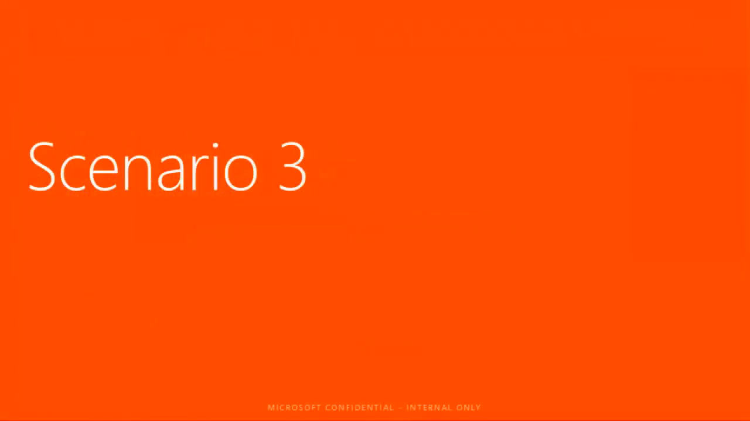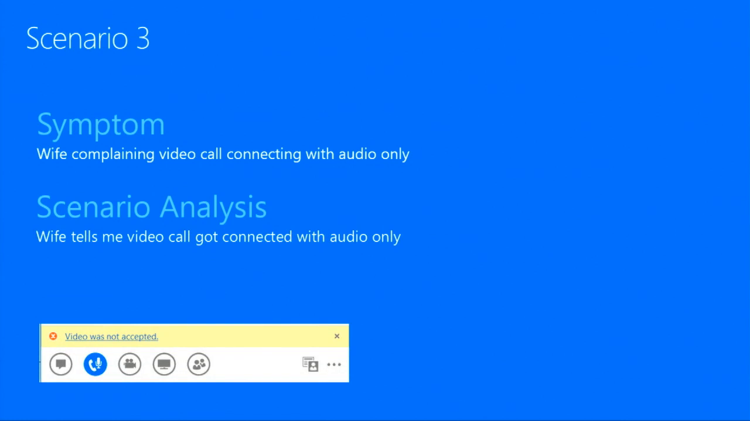So scenario 1 was the user wasn't even able to place a call. Scenario 2 was the user was able to place a call, but the call didn't connect. Scenario 3, the symptom was that my wife was complaining that she was placing a video call, but it was getting connected with audio only. On her side, she's placing a video call directly, and on my side it was just connecting with audio. You can see how the discussion can go. On her side, it was saying that video was not accepted. So as a user, she will think that the other user is purposely not accepting the video.